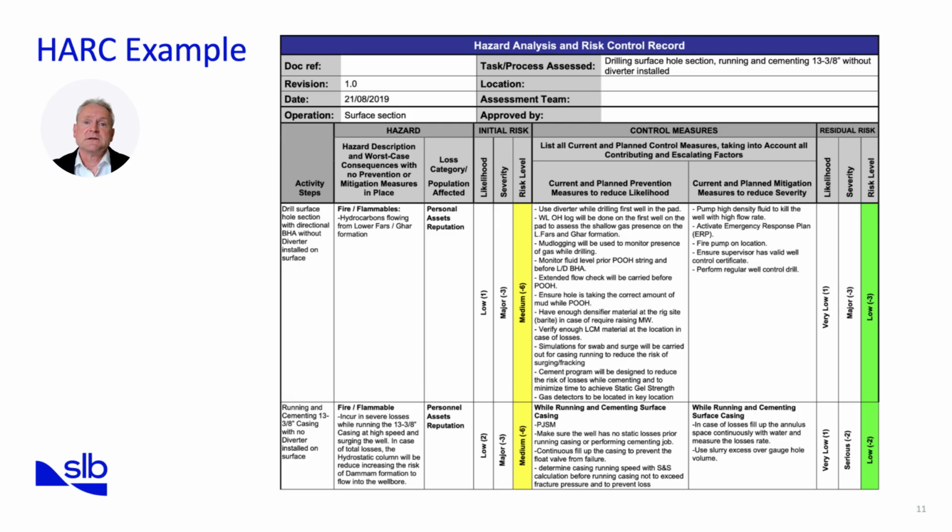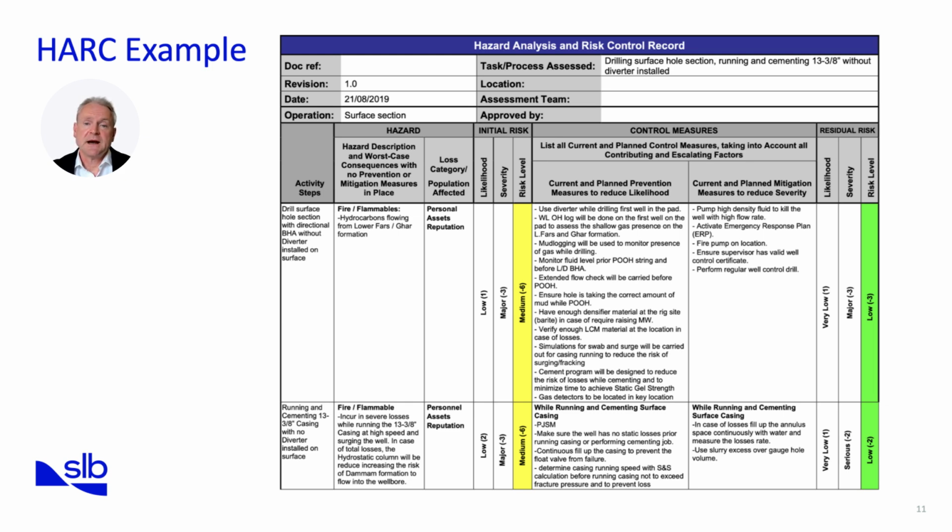Mitigation measures, such as pumping high-density fluid at high rates, activating the emergency response plan, keeping fire pumps and certified supervisors on site, and conducting regular well control drills, reduce severity if an event occurs. The risk level moves from medium to low with all the procedures put in place.